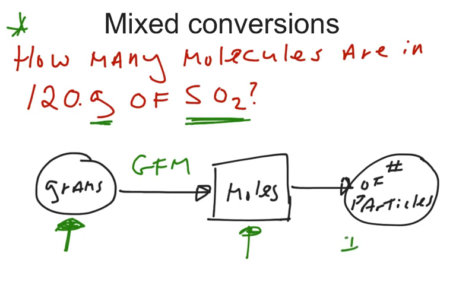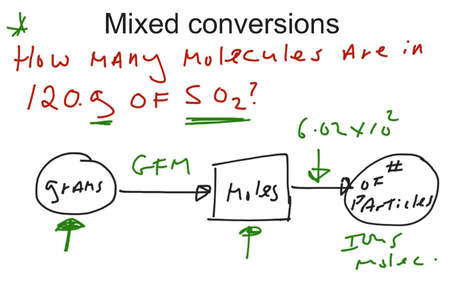Now, we want to go from moles to number of particles. Number of particles could be ions, molecules, or anything, apples, oranges, whatever. As long as we're talking about number of particles in the mole, we need Avogadro's number, which is 6.02 times 10 to the 23rd power. So this is a brief map of what we're going to do. We already know how to go from grams to moles.